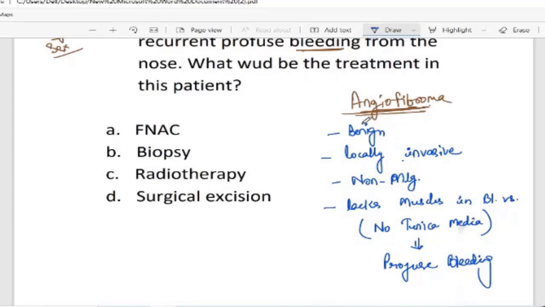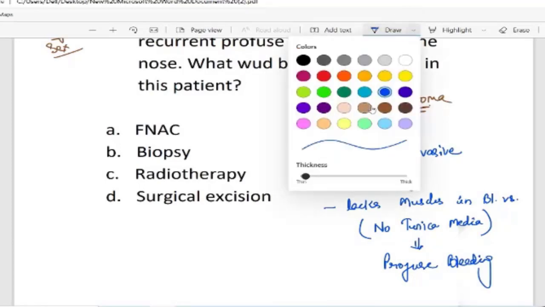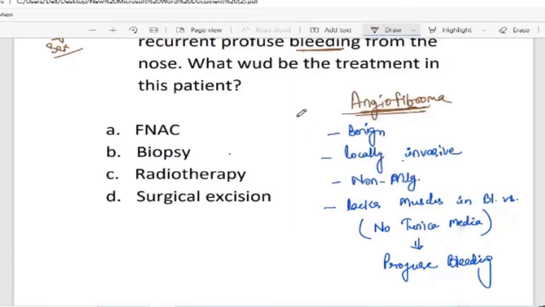So in any patient of angiofibroma, what are the things which are contraindicated? FNAC and biopsy or digital palpation is absolutely contraindicated in a patient of angiofibroma. Why? Because that will lead to profuse bleeding. So in a patient of angiofibroma, you can't go for FNAC or biopsy. So these two options automatically are wrong.